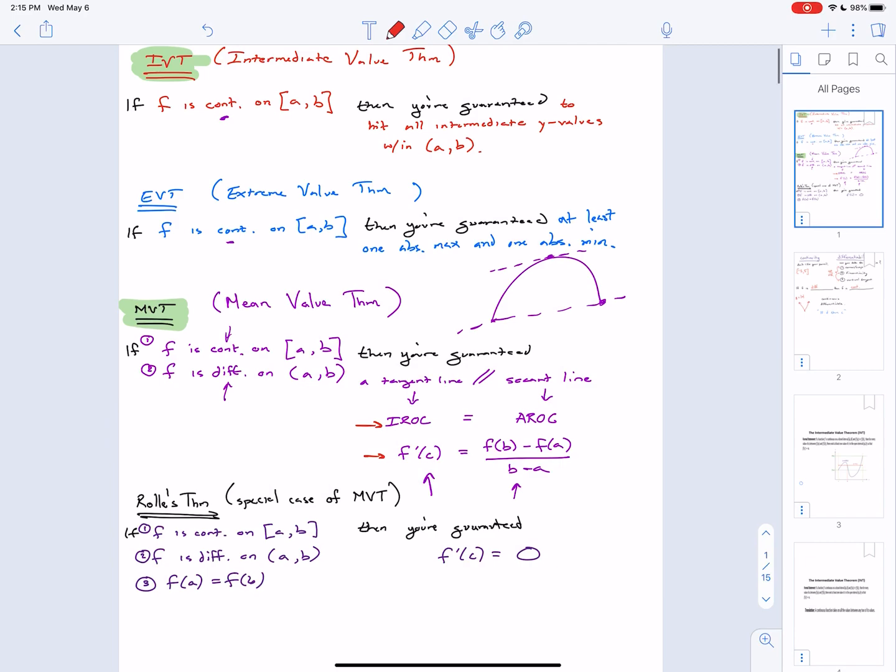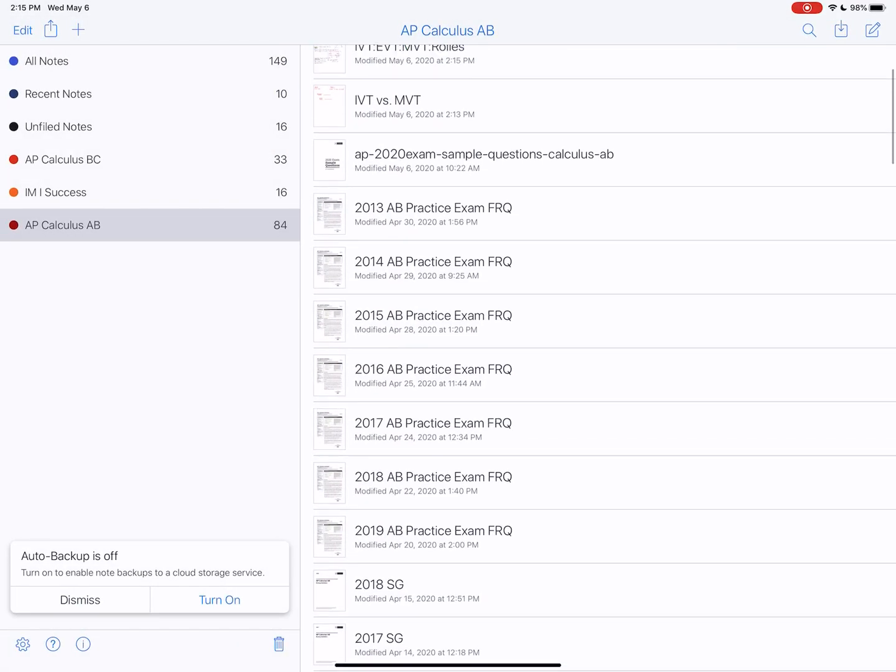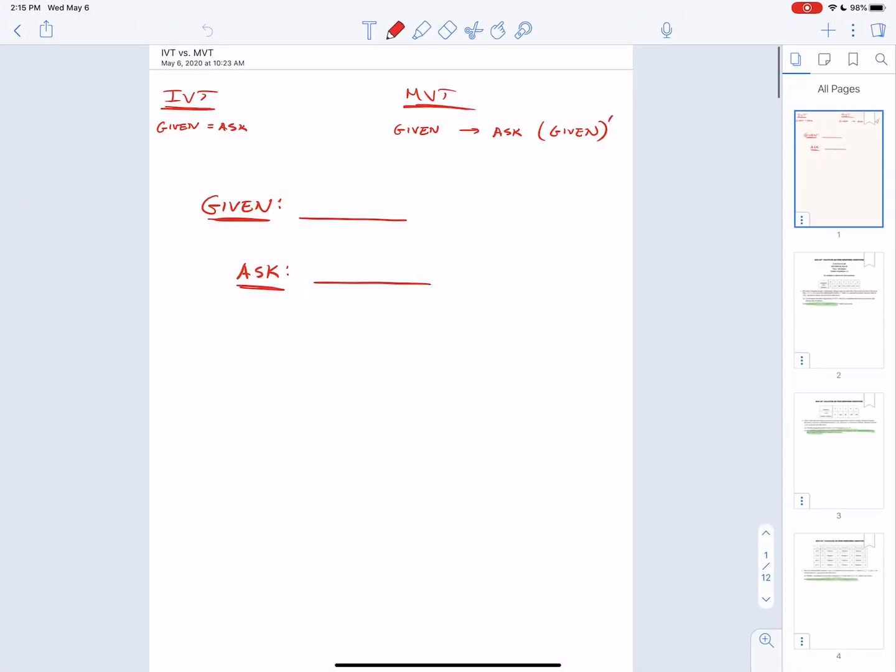EVT, although not very popular, it did pop up, I think 2 years ago. I forgot which year, but I'll show you how to do that one as well, okay? But really, it's just these 2. So here's what we're going to do. I'm going to first show you what you should be looking for, and then we'll go from there, okay?